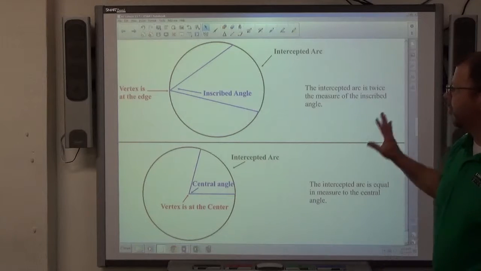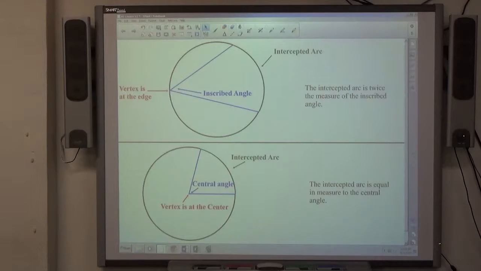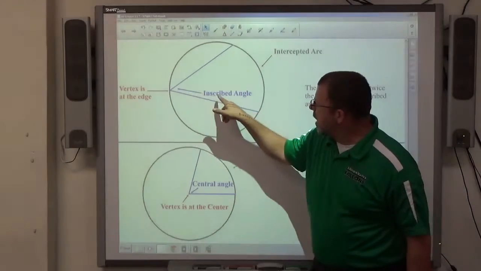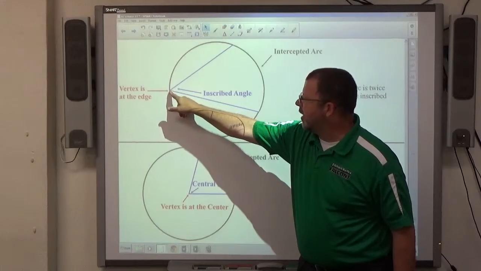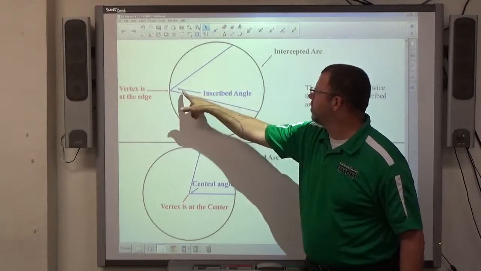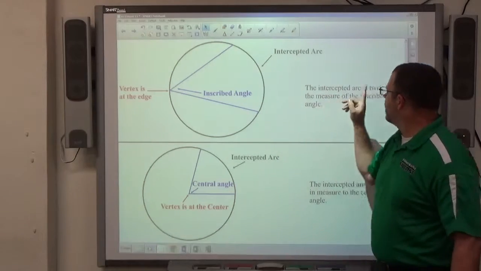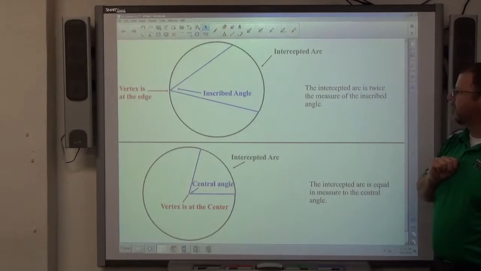Okay, example 3. Before I get to that, let's get a few rules here. Actually, a few definitions. An inscribed angle has its vertex on the edge of a circle, and it opens up to an intercepted arc on the other end of the circle. And the intercepted arc is twice the measure of the inscribed angle.